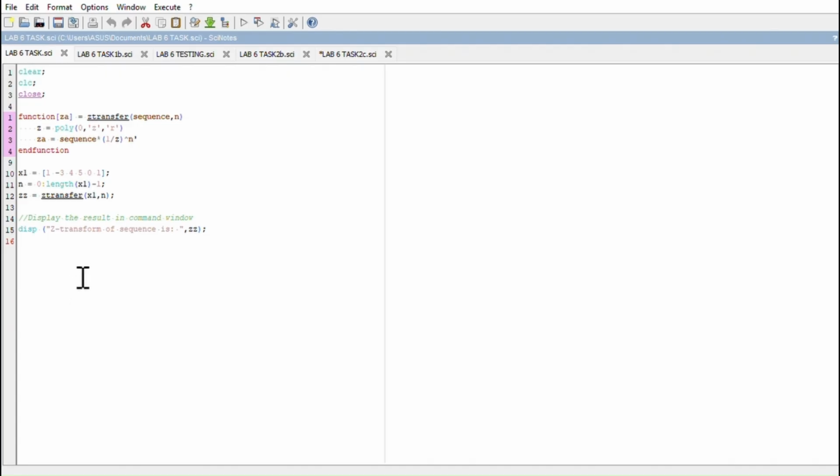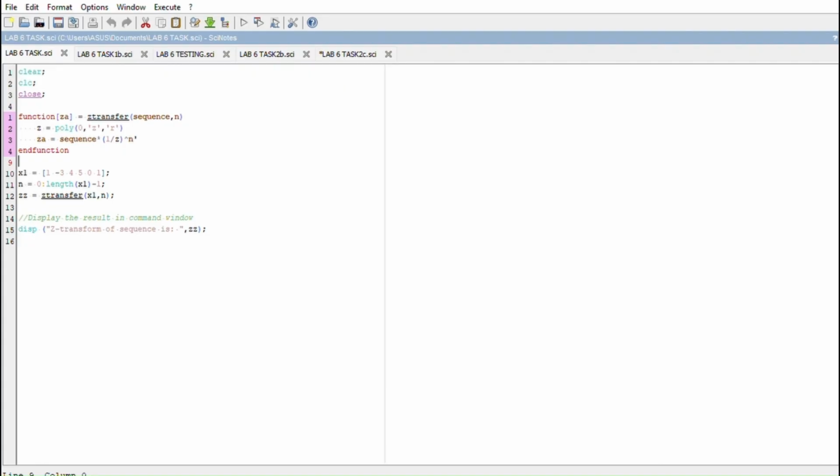Z equals to poly bracket 0 ZR. This defines the mathematical variable Z as a polynomial. R specifies that 0 is the root of the polynomial, and Z is the symbolic variable for the equation. Below here, ZA equals to sequence times 1 per Z power of n. This is the core calculation. This multiplies the input sequence array by Z power of negative n. And this symbol here transposes the array from a row to a column.